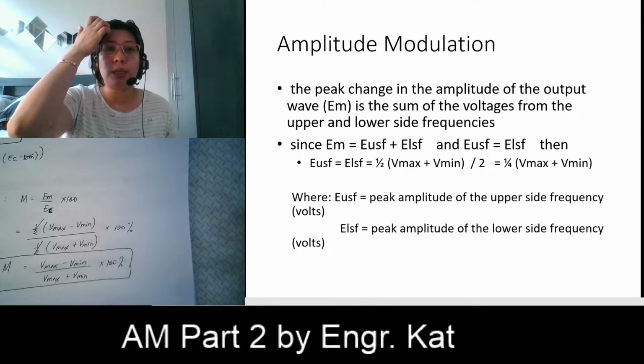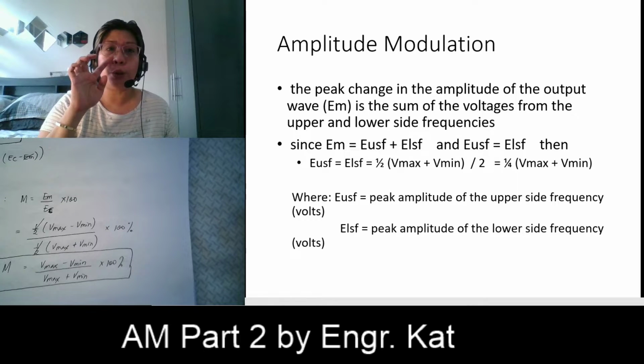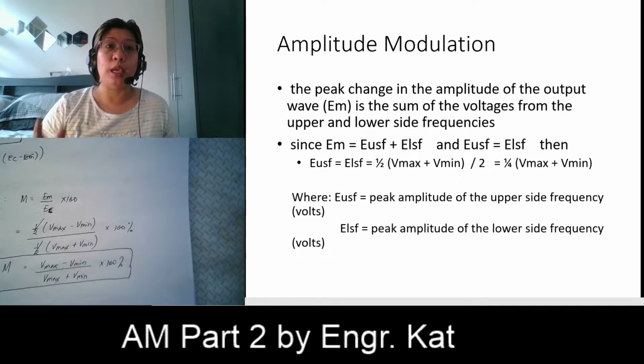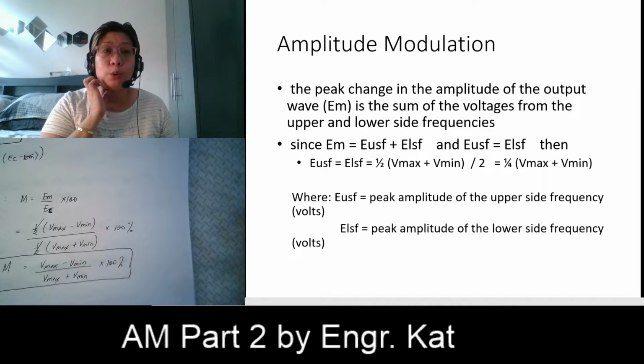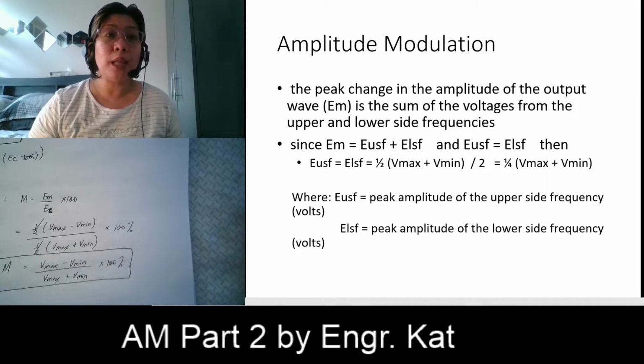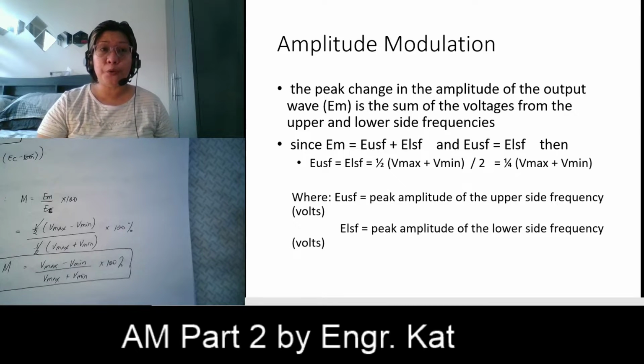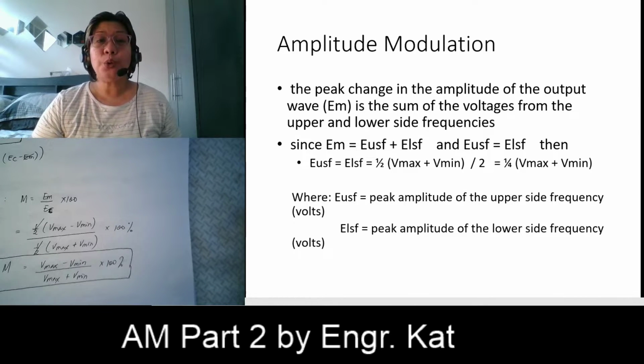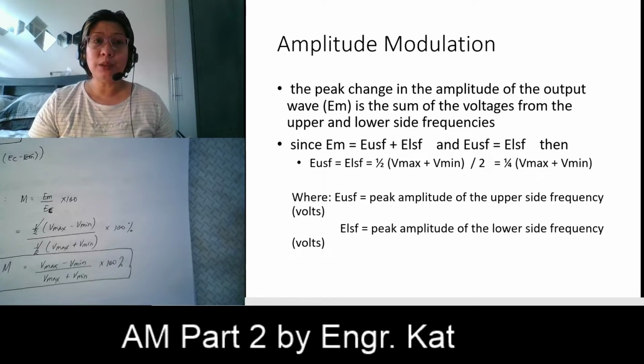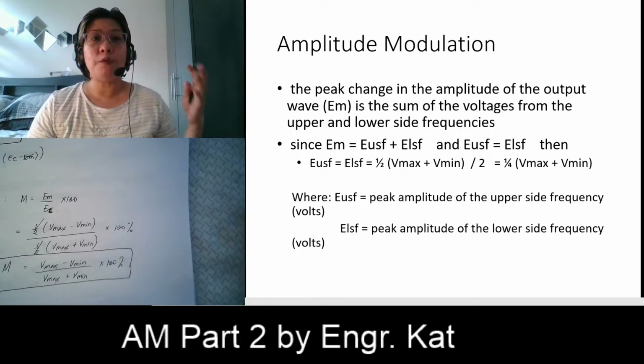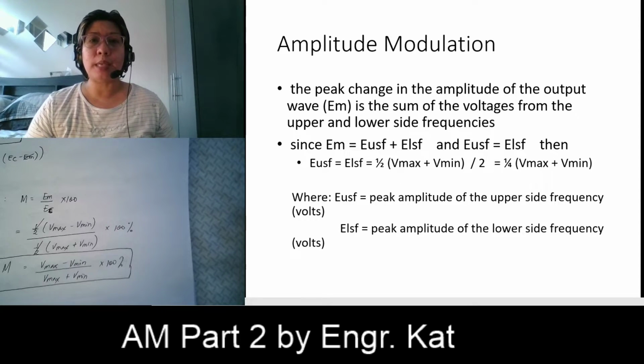We weren't able to discuss what will be the amplitude of those sidebands. Okay, so in this video, we are now ready to determine what is the amplitude for the two sidebands. So the modulating signal, the amplitude modulating signal, is simply equal to the sum of the amplitude of the upper and the lower sideband.